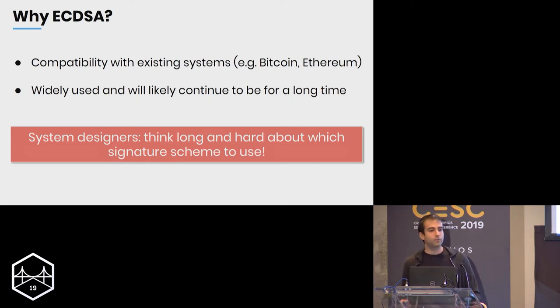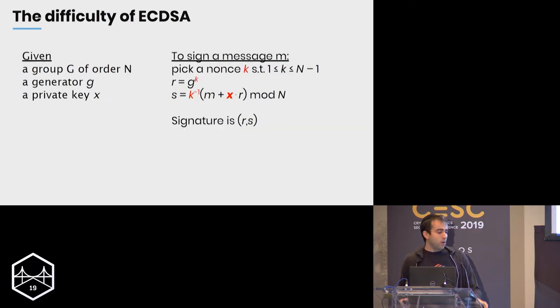But anyway, let's assume that you did all that and you decided, hey, I need to go with ECDSA, so we're interested in building an ECDSA threshold signature. So what is ECDSA and why is it hard to build a threshold signature? I'm going to show you here just the signing algorithm for ECDSA. The verification's not here, but don't worry about that.